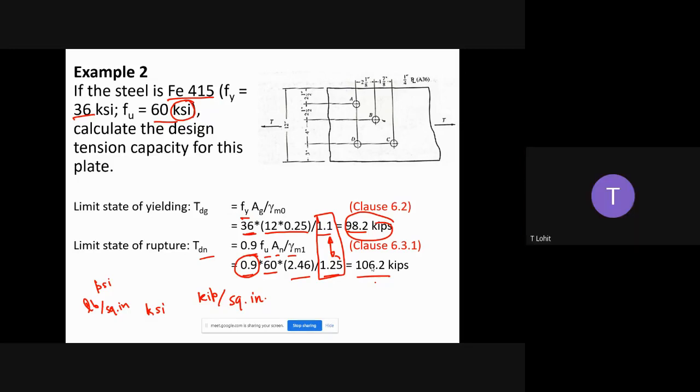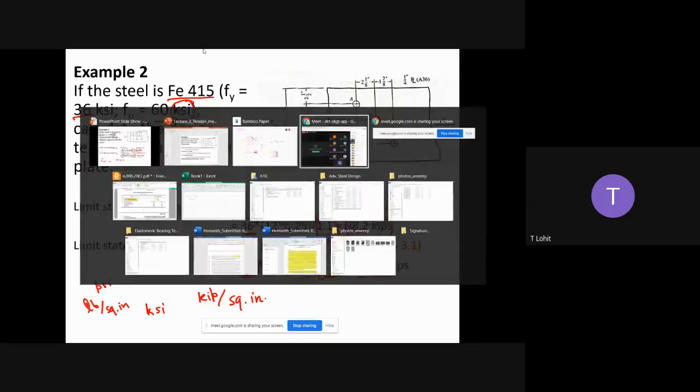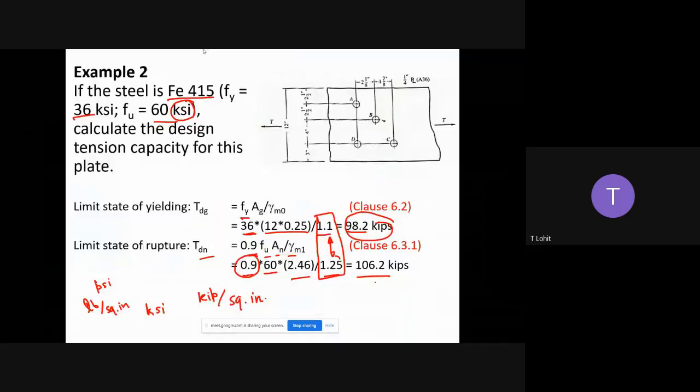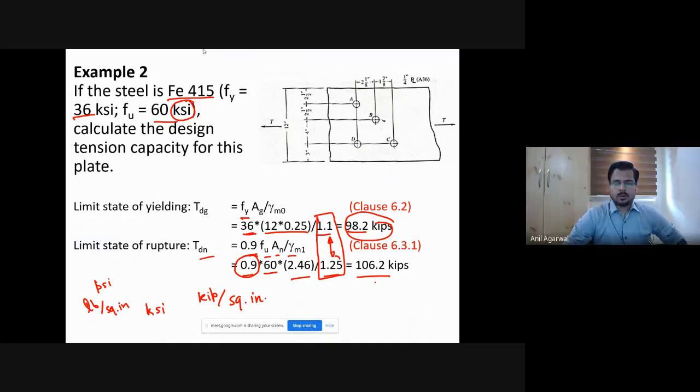Because, sir, for yielding, if at all the material yields, there is also a strain hardening portion. I mean, complete failure will not be there. But in terms of net area rupture, although it's going under yielding, ultimately it will collapse then and there. So that's why they are taking a higher material factor of safety there. Maybe this may be the reason. I don't know. Okay, yeah.